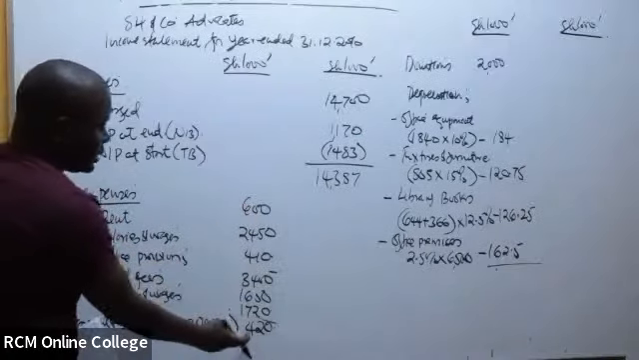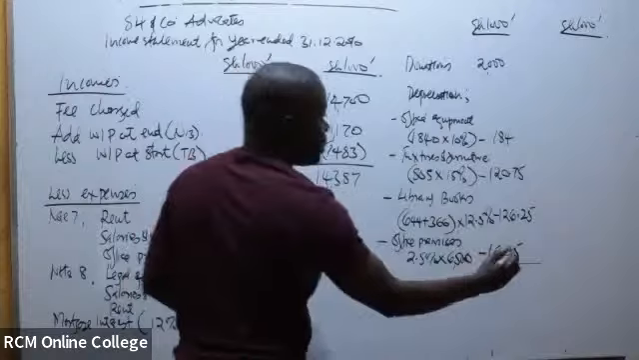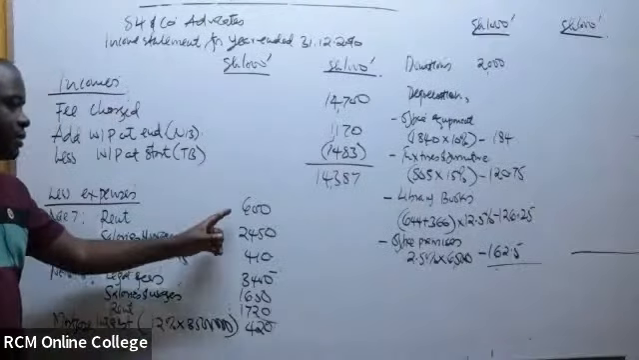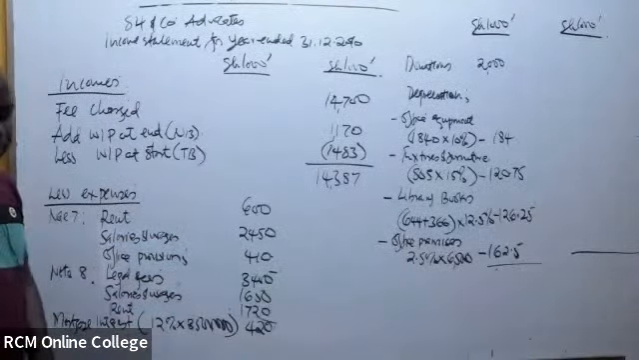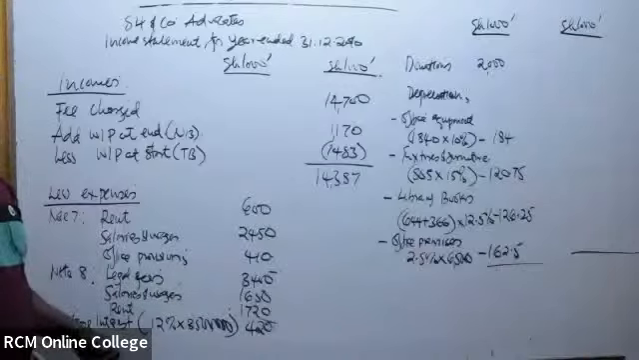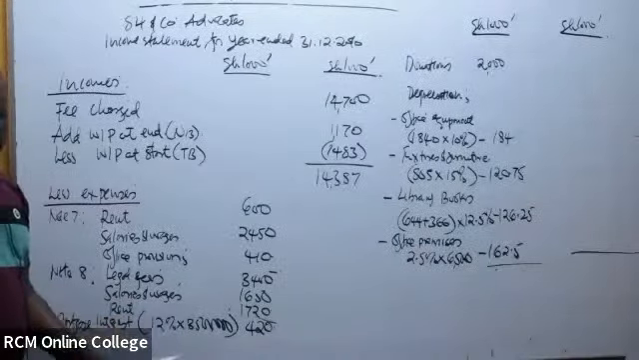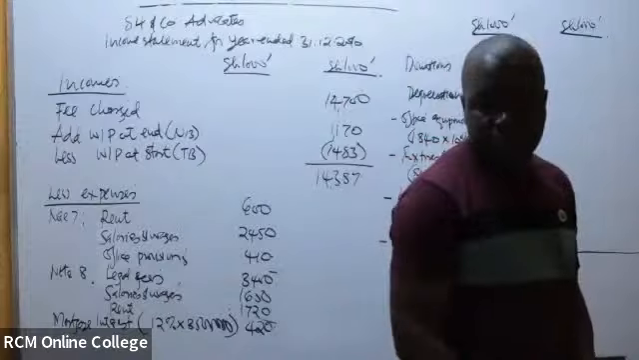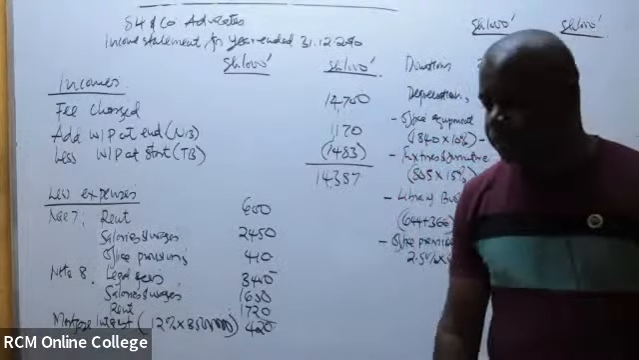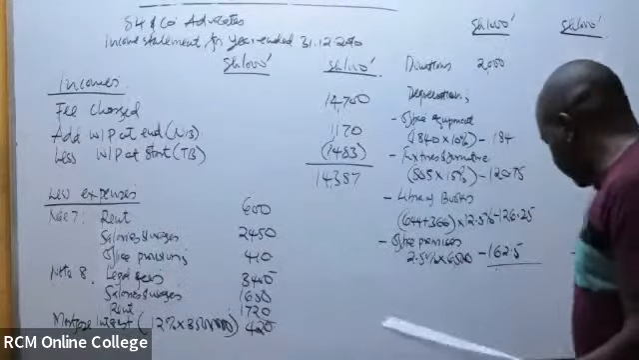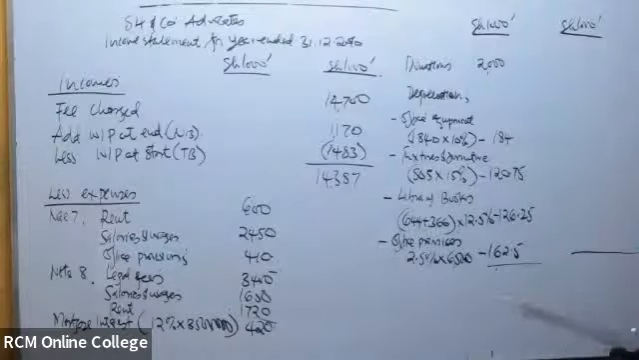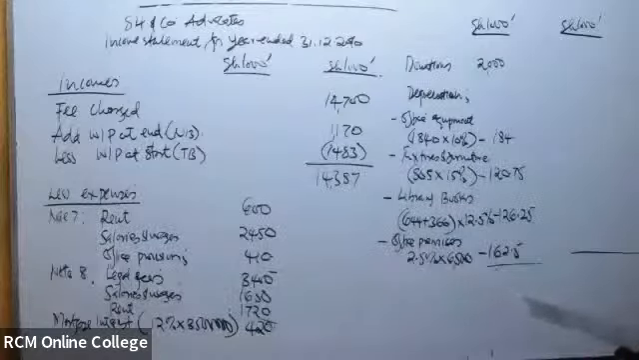Add all of them, all of these up to here. Then give me the figure to put there. Do the total for all the expenses: 600, 2450, all of them. The total for the expenses.